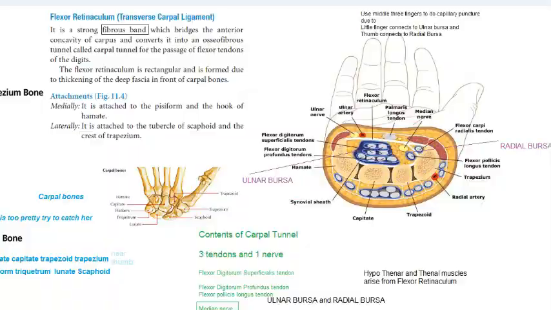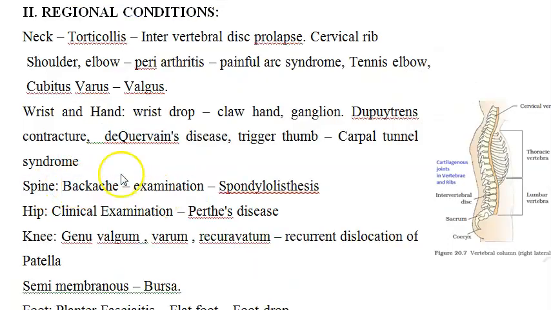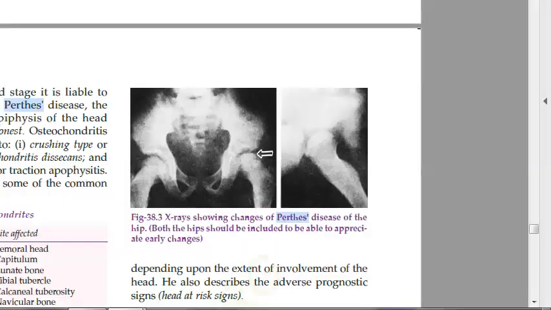Okay. Coming to spine, you should know backache examination, spondylolisthesis. Then coming to hip, clinical examination, Perthes disease. What is this? P-E-R-T-H-E-S. So basically some problem with the femoral head, isn't it? Perthes disease. Children?